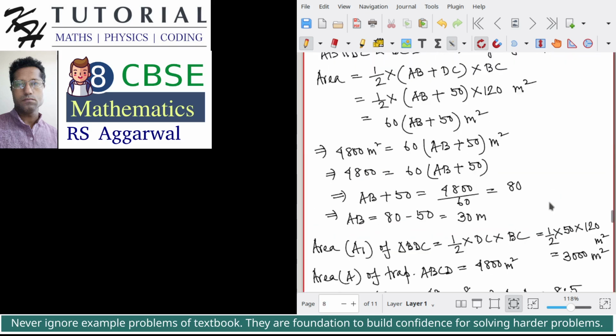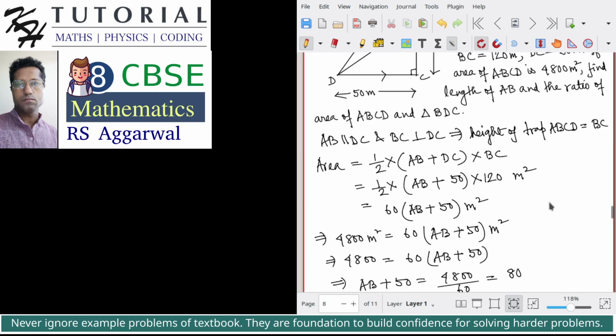In the next video, I will solve the problems of exercise 18A from the textbook of author R.S. Aggarwal. So this is chapter 18, area of a trapezium and a polygon. I will solve the problems of exercise 18A, and then I will discuss how to find the area of a polygon, that is regular polygon and irregular polygon.